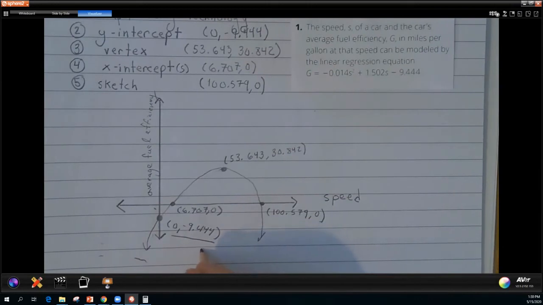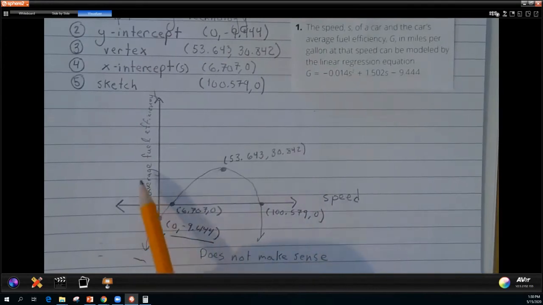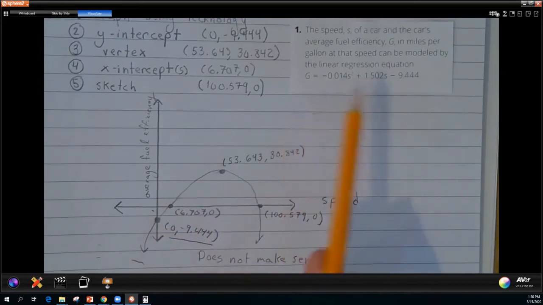Our y-intercept does not make sense, because ideally you would think that if the car isn't running, then you'd have a fuel efficiency of 0. You'd get 0 miles per gallon because you're not moving at all. So for this context, we have to think, okay, fuel efficiency does not make sense when the car is not moving for this particular model. This model might have uses in other places, but not for a not moving car.